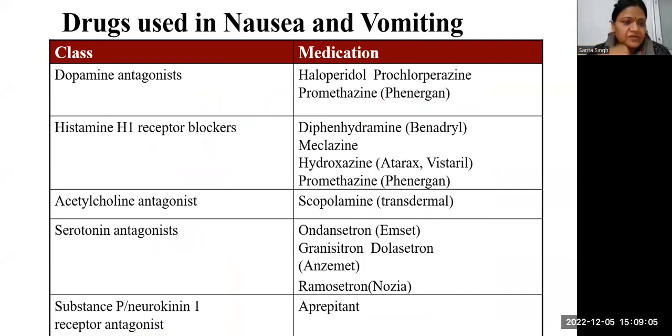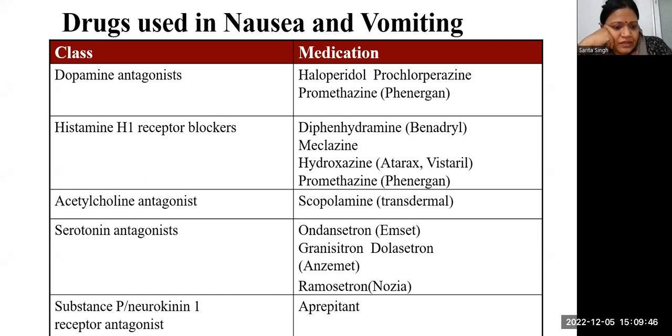These are the main drugs which we are using in nausea and vomiting. They act on the receptors and they are receptor antagonists. Basically, you should know the names. We are using haloperidol, which is a dopamine antagonist, and H1 receptor blockers, in which we commonly use Phenergan. And in acetylcholine antagonists, the scopolamine is not available, so we are using other drugs in place of it. The serotonin antagonist like ondansetron is the most common drug which we are using in the palliative setup.